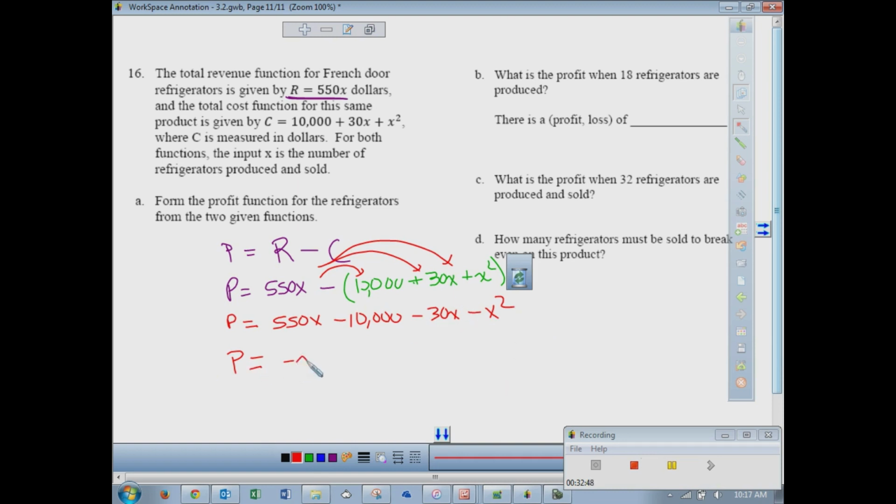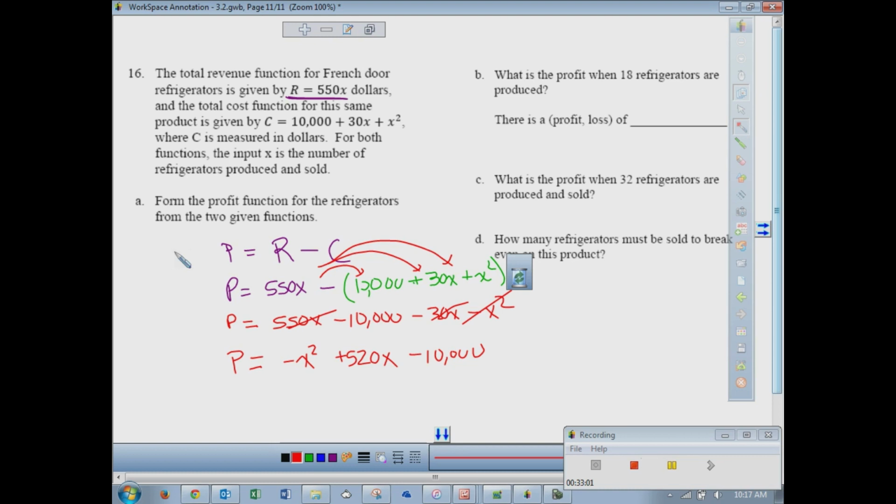You have negative x squared, done with him. 550x minus 30x, isn't that a positive 520x? Am I right about that? And then you have negative 10,000. That's all they wanted for part A.